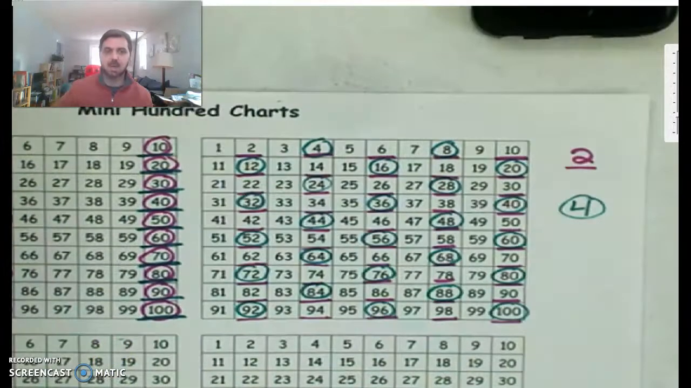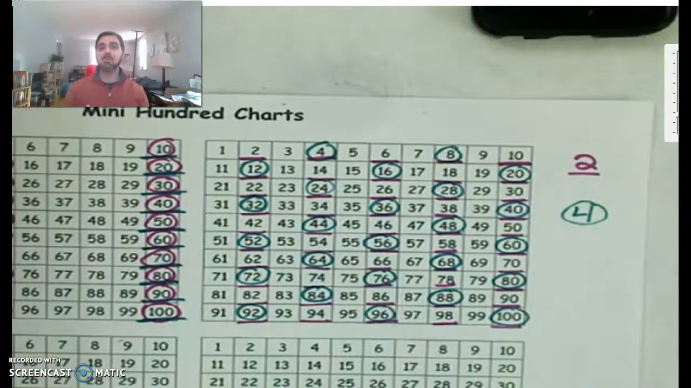All right, so boys and girls, how'd you do? Did you get all your 4s circled? So this is what it should look like. Do you notice any patterns, either visually or in the numbers?